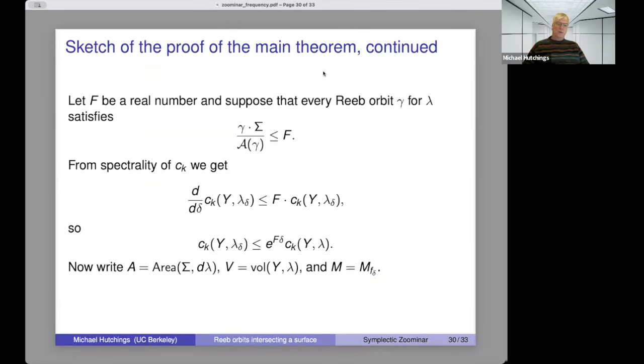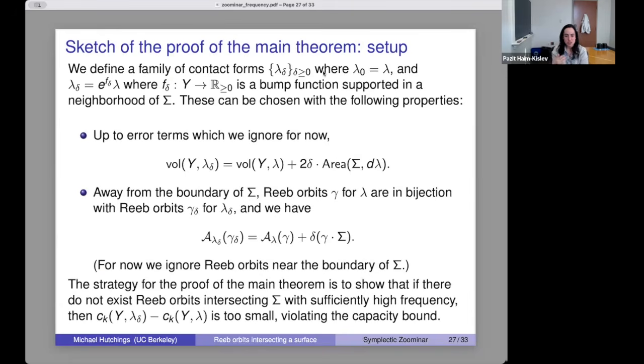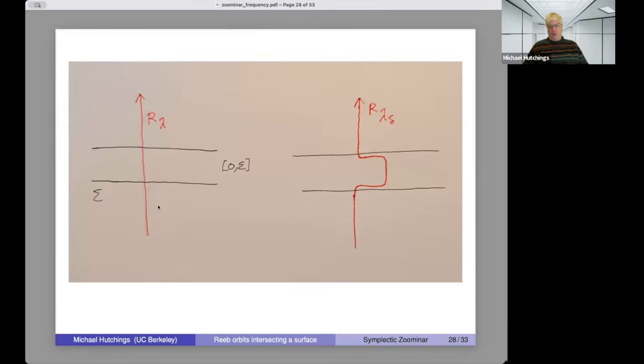Okay. Is the bijection between before the change and after something you can do by hand, or is it clear how to construct this bijection? Yeah, so for the Reeb orbits away from the boundary of sigma, this bijection is clear. It's constructed by hand. It basically follows from this picture.